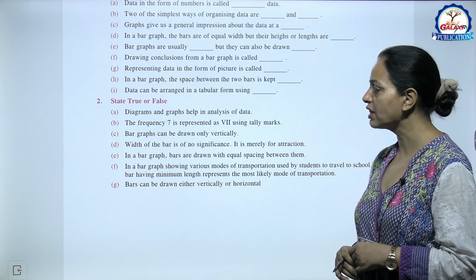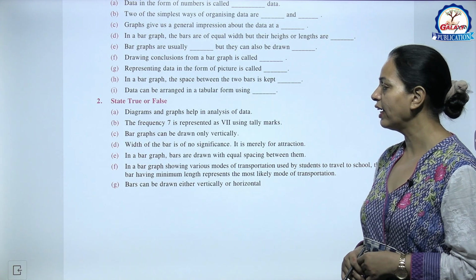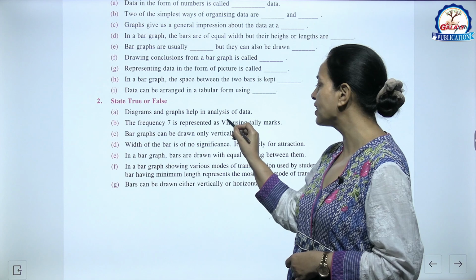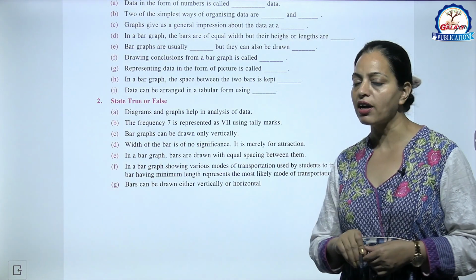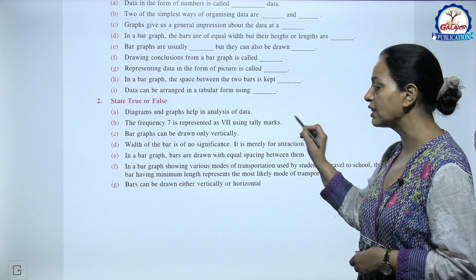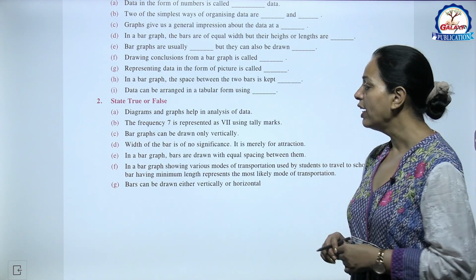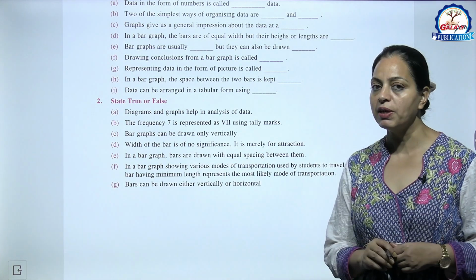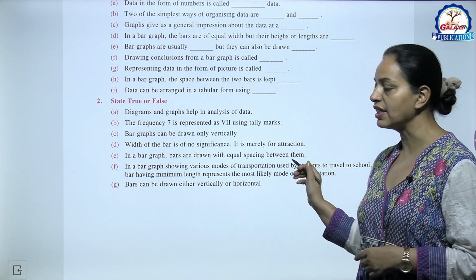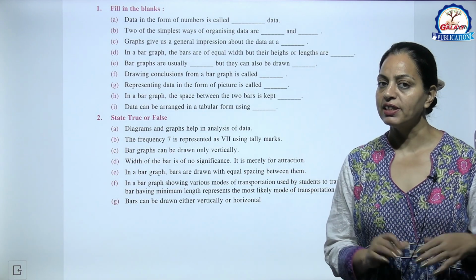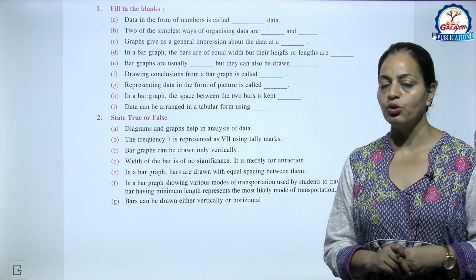Now the second one, state true or false. Like here B part, the frequency 7 is represented as this using tally marks. No, this is the Roman number, so this is wrong, this is false. Okay, like E part, in a bar graph bars are drawn with equal spacing between them, so yes, this is true. Okay, so similarly you can try rest statements. I hope these are clear to you.